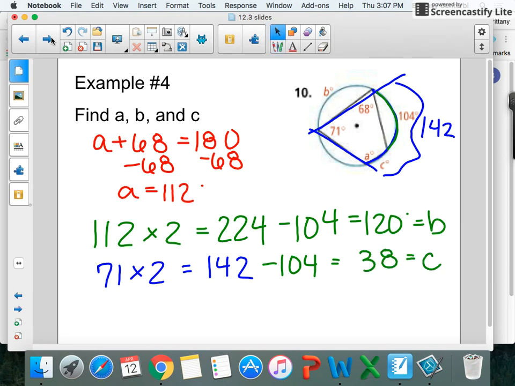So you still have to combine everything you know with circles, knowing that circles equal 360 degrees. Semicircles are 180. You have to combine all that in with switching from angle to arc, so multiplying or dividing by 2.